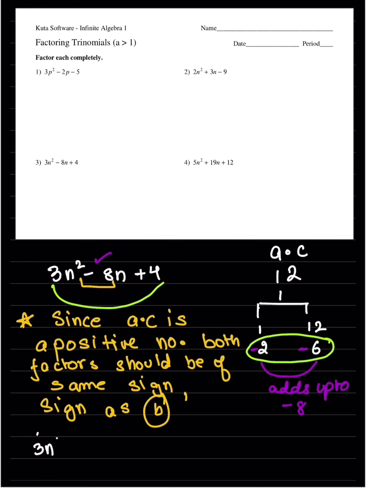So I'll go ahead and rewrite my expression: 3n squared minus 2n minus 6n, or you can rearrange them, minus 6n minus 2n plus 4. Let me rewrite the equation, we didn't have enough space there: 3n squared minus 6n minus 2n plus 4, and then I'll go ahead and group my terms.